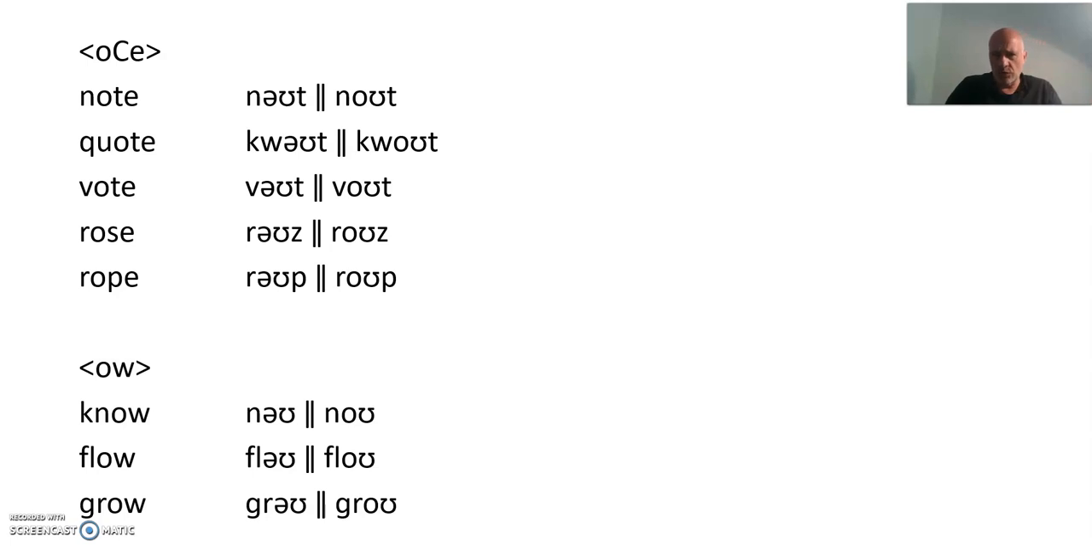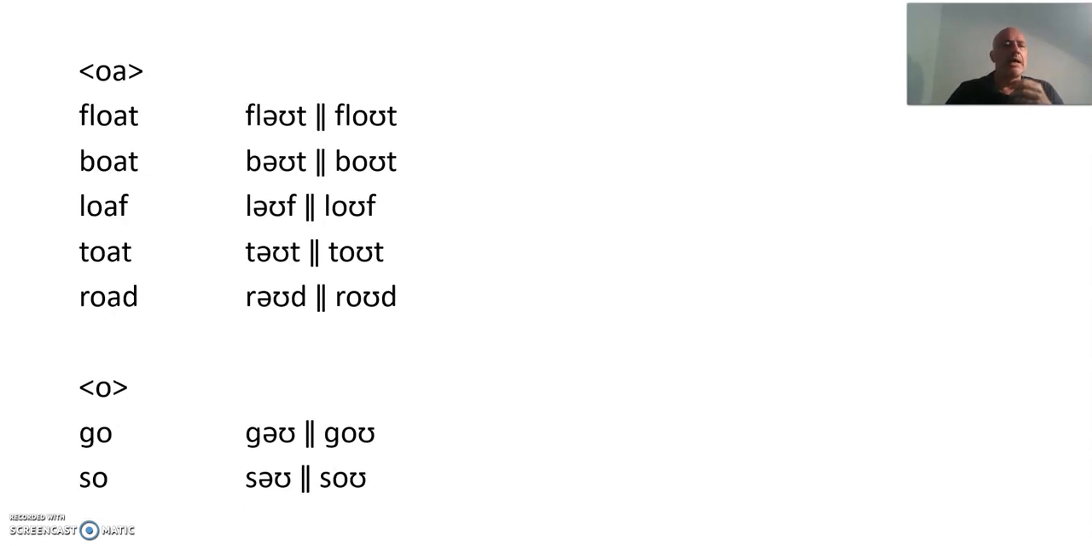Okay, so note and note. Quote, quote, vote and vote, rose and rose. Okay, rope and rope. Spelled with O and consonant and E. Okay, most common spelling that way. But you have those OW spellings as well, as in no and flow and grow. Okay, that too. And quite a number of OA spellings, okay, in float and boat, loaf, tote, road. Okay, and then in some small words, particularly those two which you see here, single O, as in go and so.